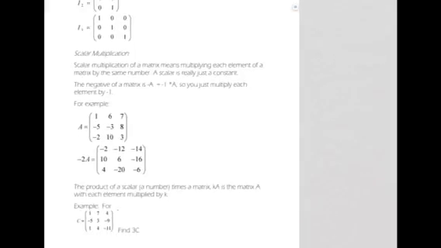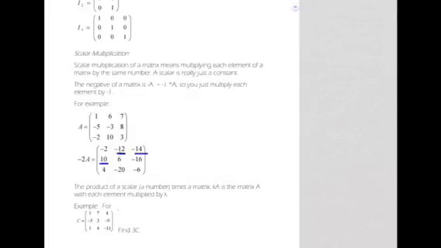So to take that idea and expand upon it, if matrix A is 1, 6, 7, negative 5, negative 3, 8, negative 2, 10, 3, negative 2 times matrix A just means that you will multiply each entry in matrix A by negative 2. So the positive 1 that you have in the first row, first column, times negative 2 is negative 2. 6 times negative 2 is negative 12. 7 times negative 2 is negative 14. Negative 5 times negative 2 is positive 10.